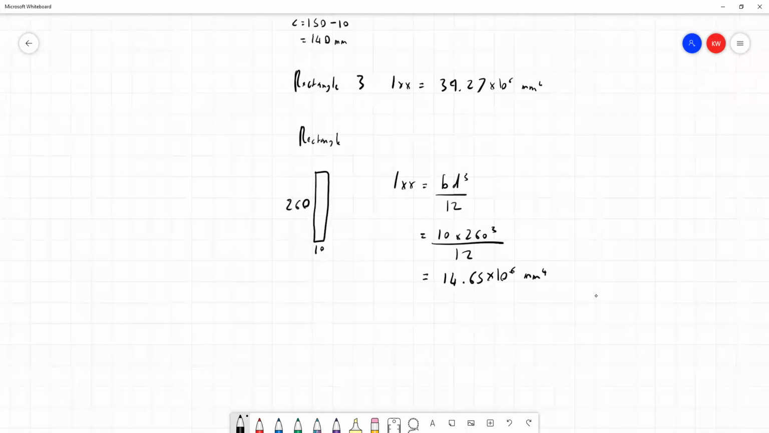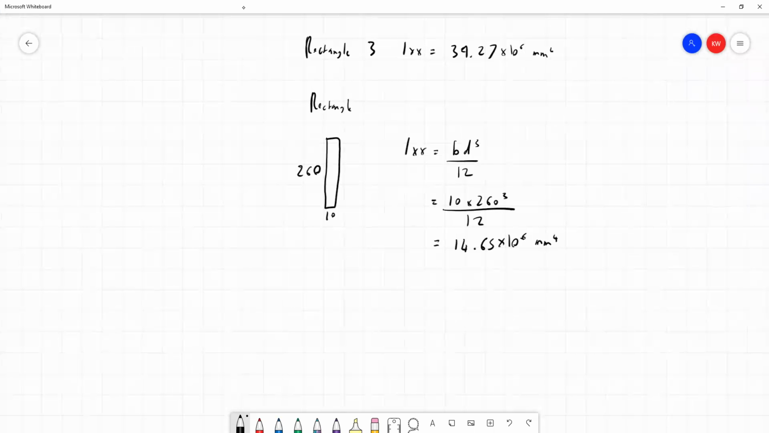The final thing to do in this question is to say for the I-beam, Ixx is going to be equal to the sum of the three rectangles. So we'll have the Ixx for rectangle 1, for rectangle 2, and for rectangle 3. And I'll show you the nice table that they use in the course notes, but as I said, you can just stick them in as I'm about to do.